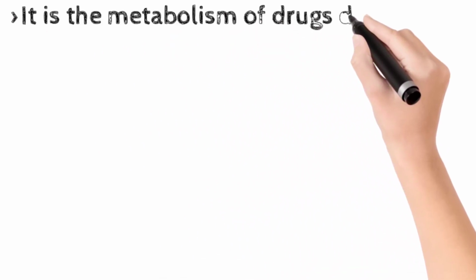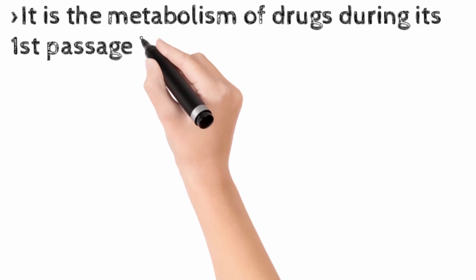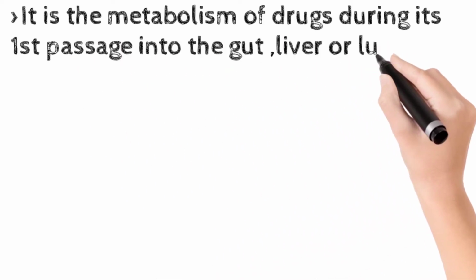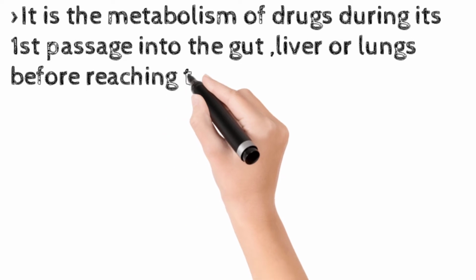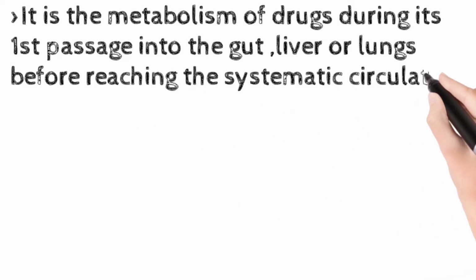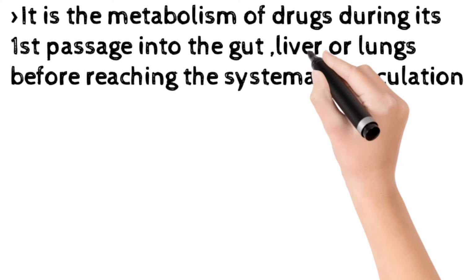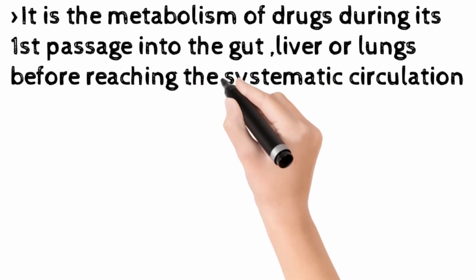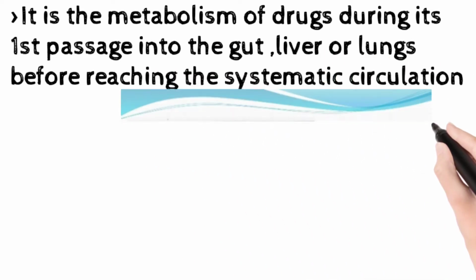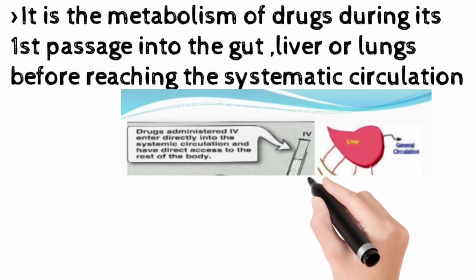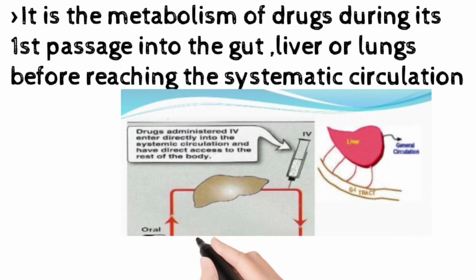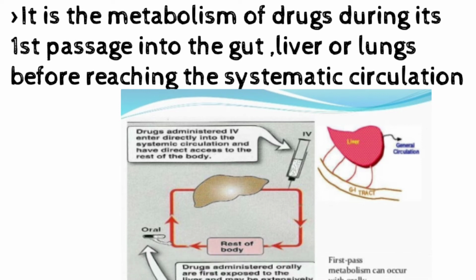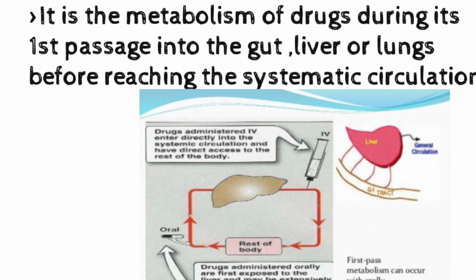First pass metabolism is the metabolism of a drug during its passage through the gut, liver or lungs before reaching the systemic circulation. When we give the drug, before reaching the systemic circulation, the drug becomes metabolized in the gut, liver or lungs. This is known as first pass metabolism. Look at this diagram. If we give it by the oral route, it comes to the liver, then to the rest of the body. But if we give it by the IV route, intravenous, it comes directly to the body.